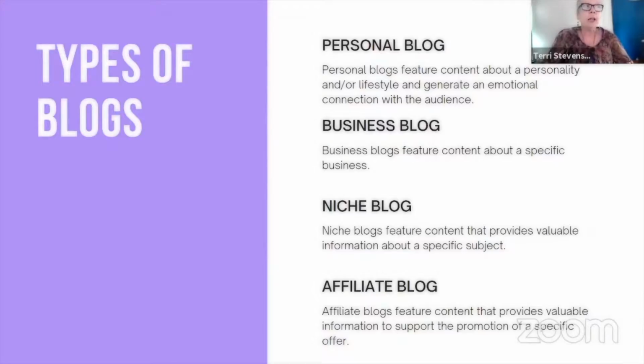Next, we have a business blog, and a business blog features content about a specific business, about your business. So all the information and content on that blog is going to be geared to your business specifically. We're also going to talk about niche blogs, and niche blogs feature content that provides valuable information about a very specific subject. So it's much more targeted to a specific type of information. And then we're also going to talk about an affiliate blog.